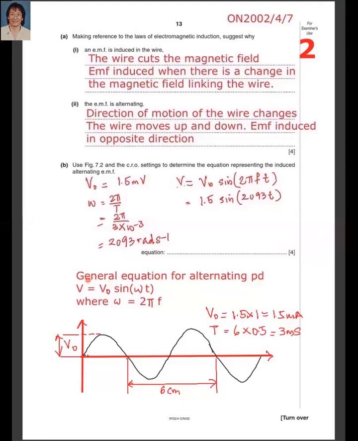And this is the theory that you need to know. This is the general equation for alternating EMF. And then we can get the V naught, the peak voltage, and the period from this graph.